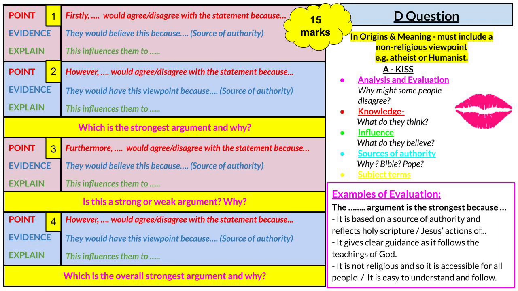The D question is worth 15 marks and examines students' abilities to evaluate a statement. After giving 2 views, students are then expected to state which view is the strongest or most convincing and why. This does not have to be the pupil's own view, but simply the one they feel they have more convincing knowledge for arguing from the point of.